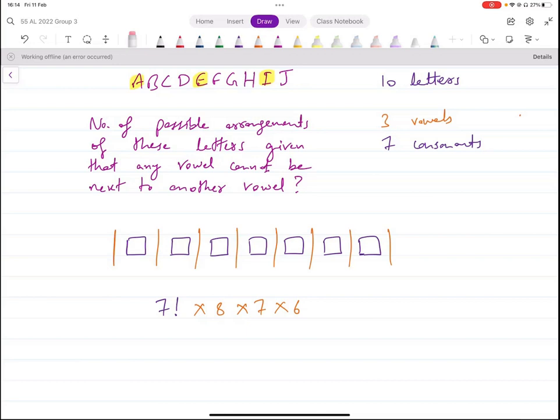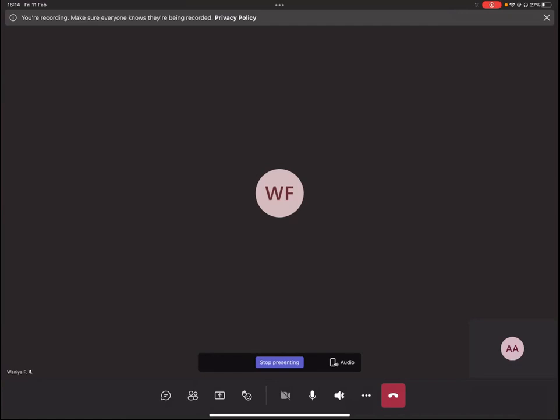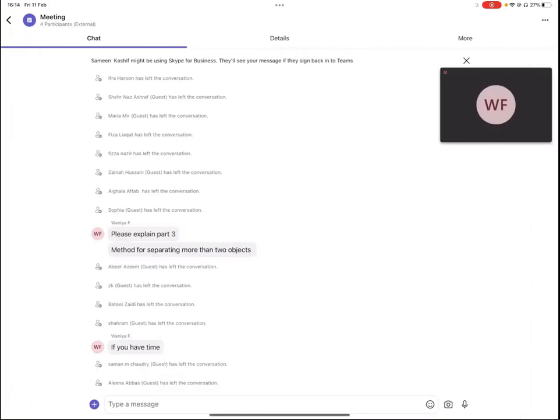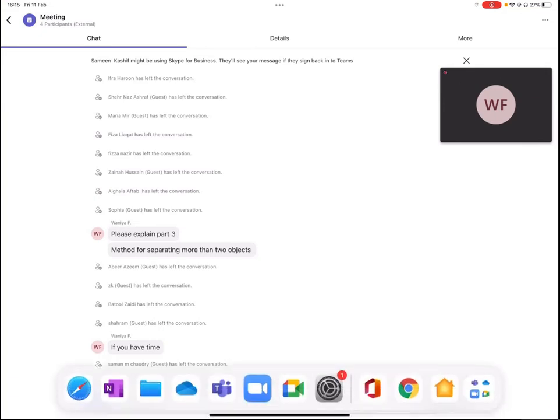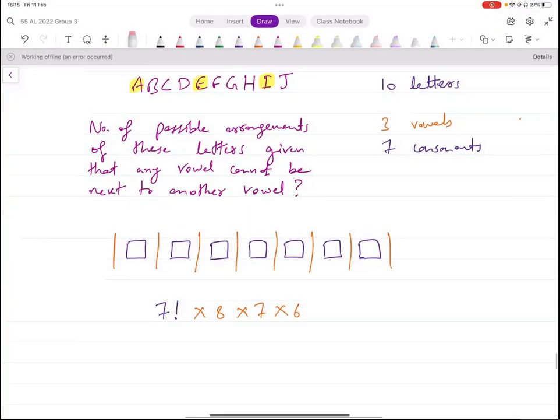Does this make sense? Vanya, is that okay? Sir, how does the 8 come about? How do 7 and 6 come? Did you understand how the 8 comes?